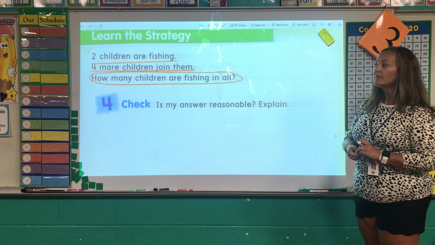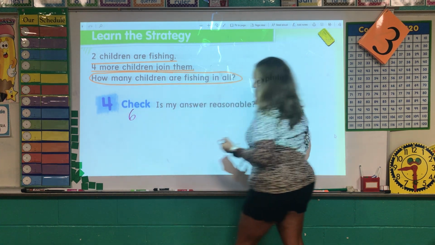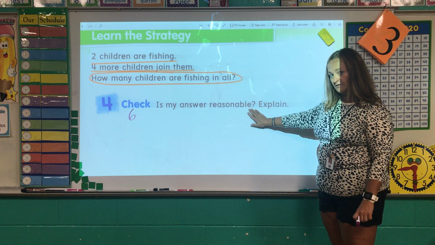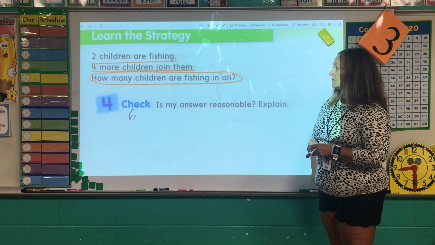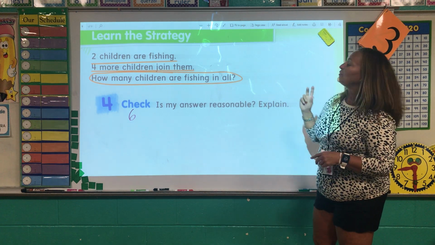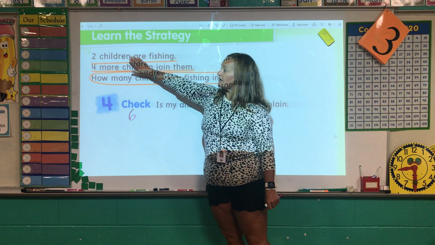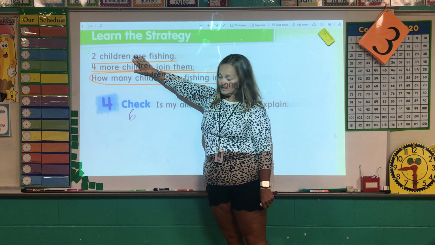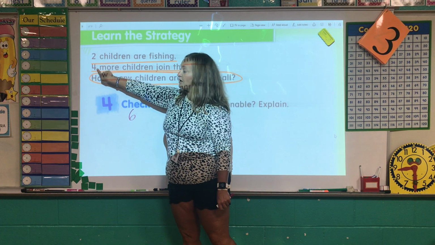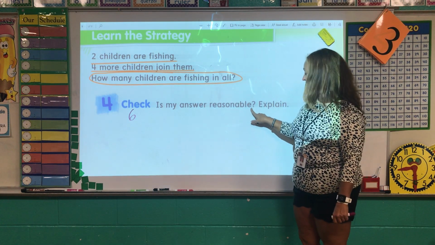Is the answer reasonable? If I tell you that there are 6 children fishing in all, how could I tell if that's a reasonable answer if it's correct? One way is I drew a picture so we could just count them. Another thing to know is if you put 2 parts together, when you have your whole group, that number should be bigger than the 2 numbers you're working with here. So when I look at this, my 6 is a bigger number than my 2 parts up here. So that makes me think, you know what, I think my answer is reasonable.